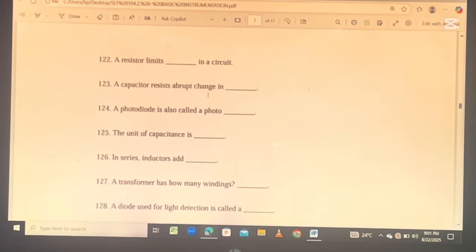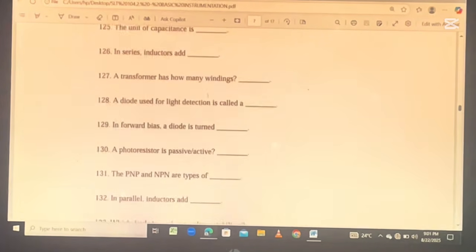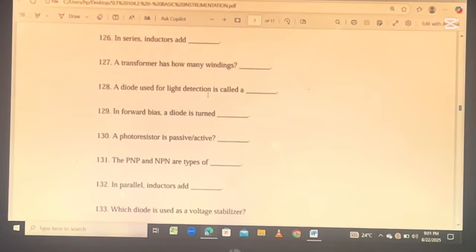A diode used for light detection is called a photodiode. Now, in forward bias, a diode is turned on. The photoresistor is passive or active? It is passive. PNP and NPN are types of areas in a junction. We have the PN junction. So PNP is more like N sandwiched in between two P's, and NPN is P sandwiched in between two N's.